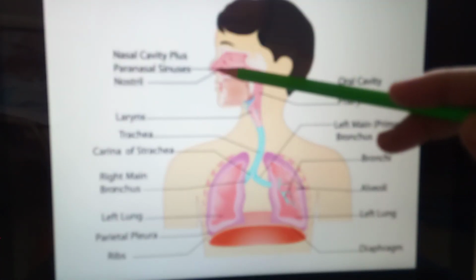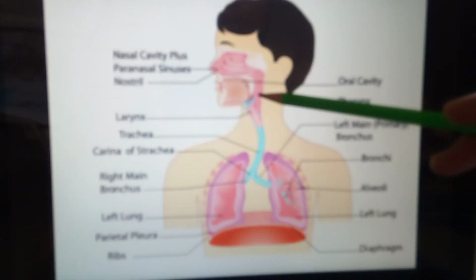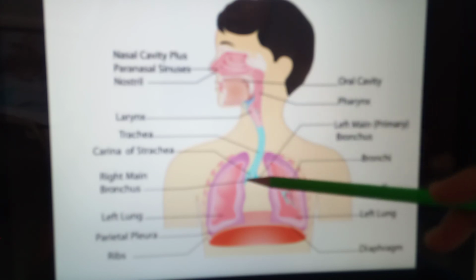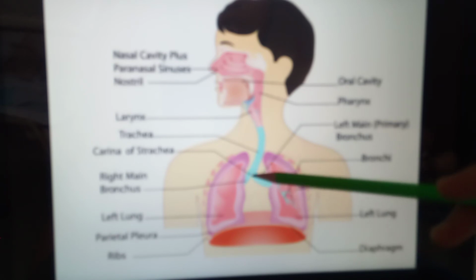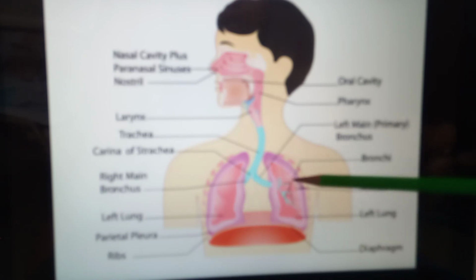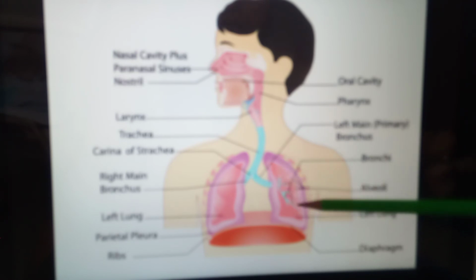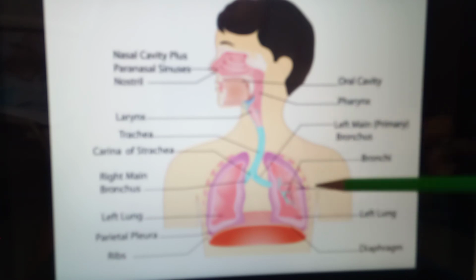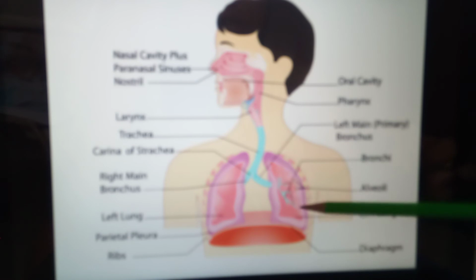Means it starts from the nasal cavity, then enters the pharynx, then larynx, then trachea, and this trachea bifurcates into two primary bronchi from the T5, the fifth thoracic vertebra, and the left primary bronchus enters the left lung, and the right primary bronchus enters the right lung. And now it bifurcates into so many parts and makes the alveoli, and from the alveoli and respiratory bronchiole the main gaseous exchange happens between the lungs and the blood capillaries.